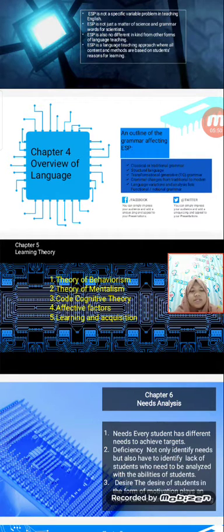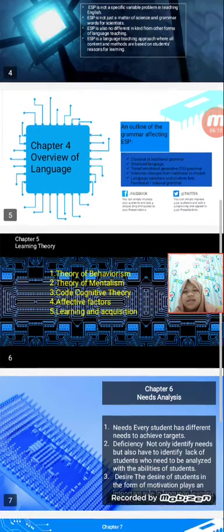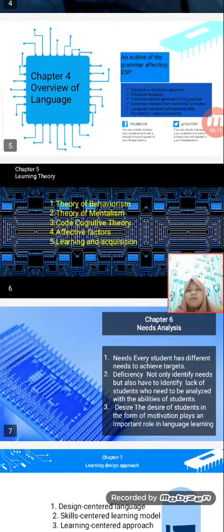The third is transformational generative. And fourth, grammar change from traditional to modern. And the last, language variation and analysis, functional or notional grammar. And next I will explain chapter 5, learning theory.